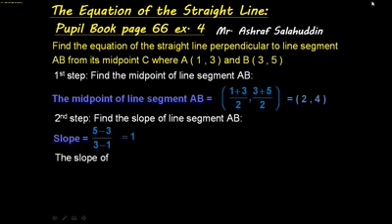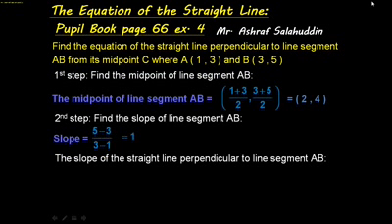The slope of AB is (5 minus 3) over (3 minus 1). The answer is 1. The slope of the straight line perpendicular to AB, because the question says find the equation of straight line perpendicular to line segment AB, not parallel to straight line AB. So the first slope is 1, so the second slope will be negative 1. Now I'm going to write the equation of straight line using this slope.